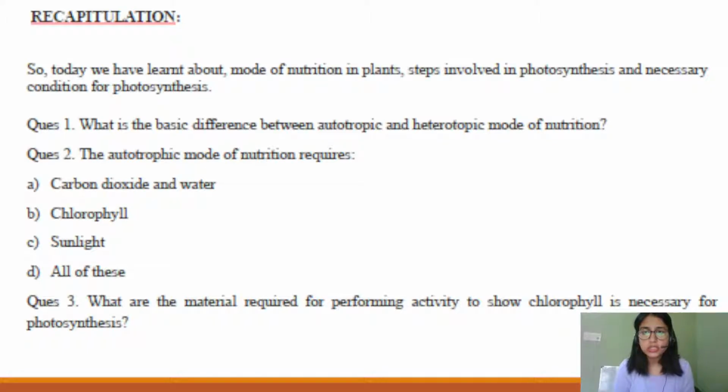Yes, so the first question is, what is the basic difference between autotrophic and heterotrophic mode of nutrition? I'll give you 5 to 10 seconds to answer this question in the comment section.